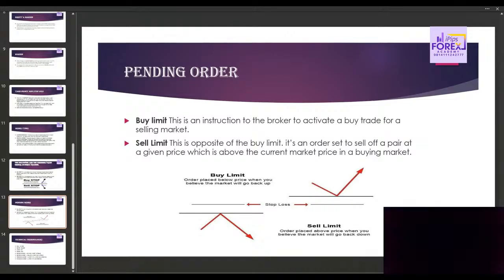So the next two are buy limit and sell limit. Don't forget. Now, what does this one mean? Read after me. This is an instruction to the broker to activate a buy trade for a selling market. Do you see the difference? The first one, buy stop, is a buy trade in a buying market. But this one is a buy trade in a selling market.